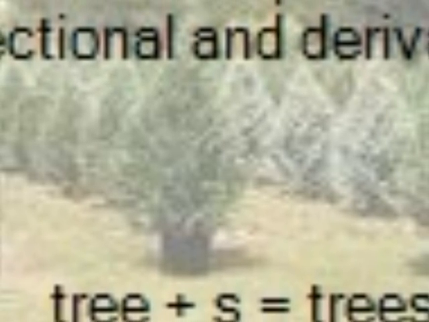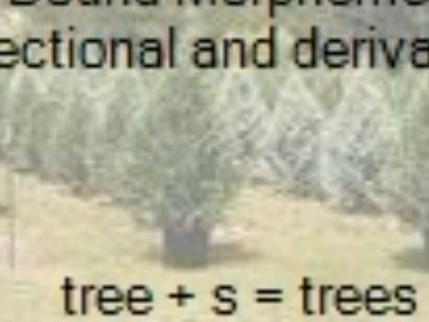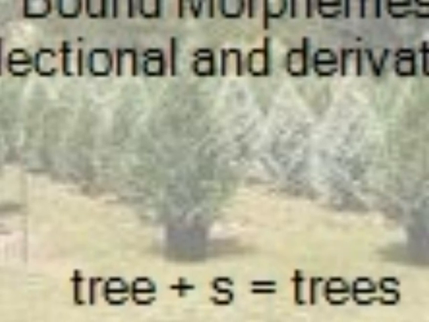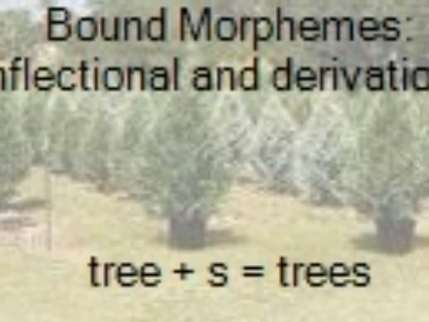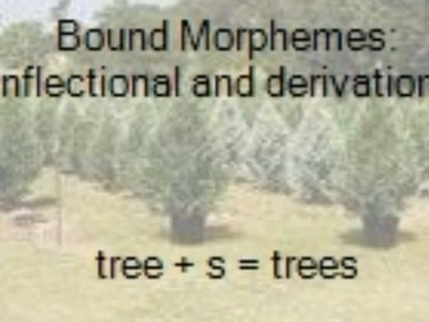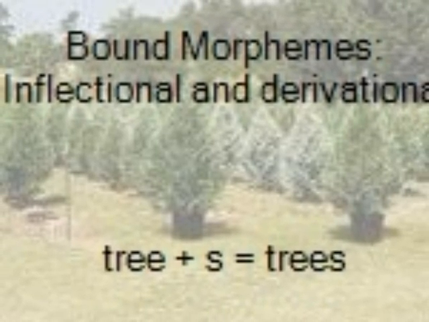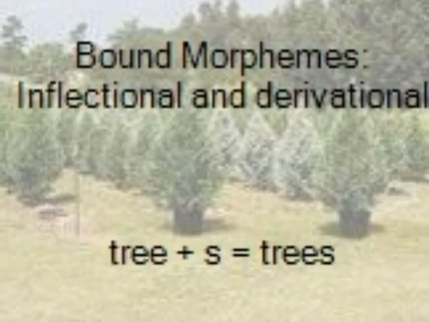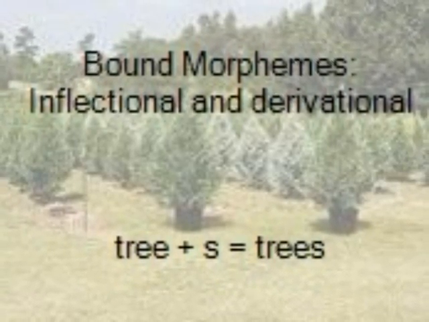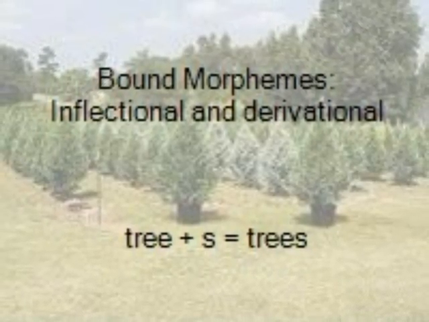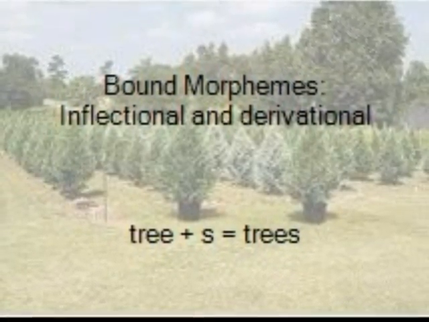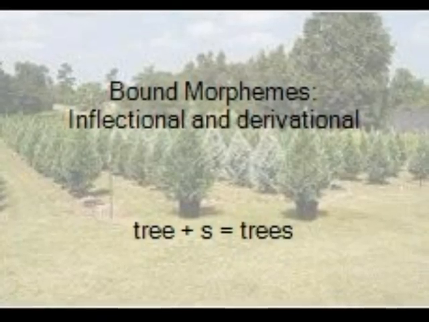There are several types of bound morphemes. In English, they can be either prefixes or suffixes. However, some languages have infixes which get put in the middle of words. Inflectional morphemes add suffixes to the ends of words without changing the part of speech or the meaning of the word you're adding it to. For example, when you add an S to make tree into trees, you haven't changed the basic meaning, but now you are talking about multiple trees instead of only one.